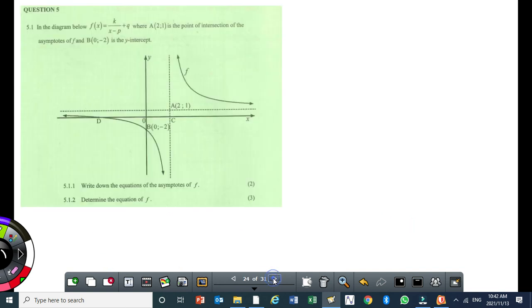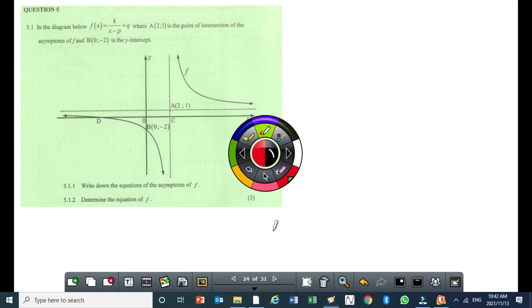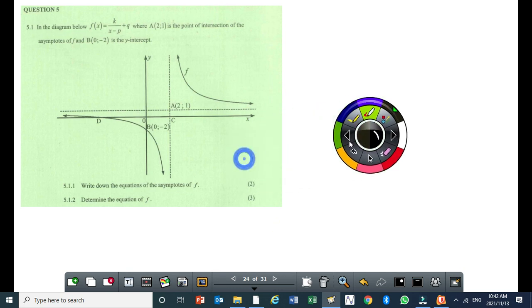Let's move on to the next type of work. I'll try to finish this question. Okay, so let's get on here. So we're given the equation of the hyperbola. Alright? And you can read all the story. So the first question is write down the equation of the asymptotes of F.